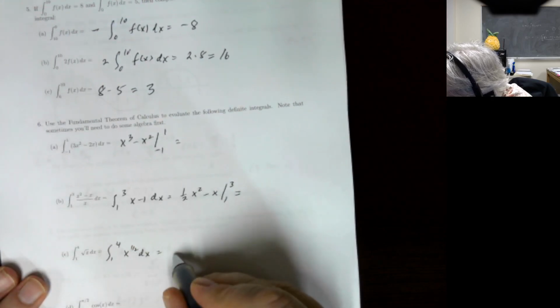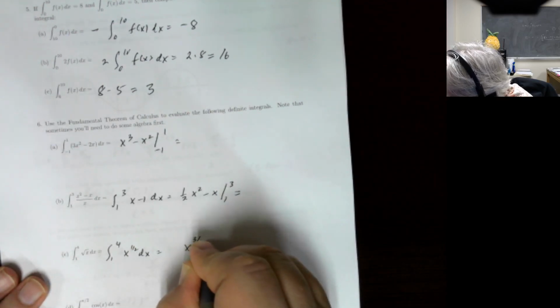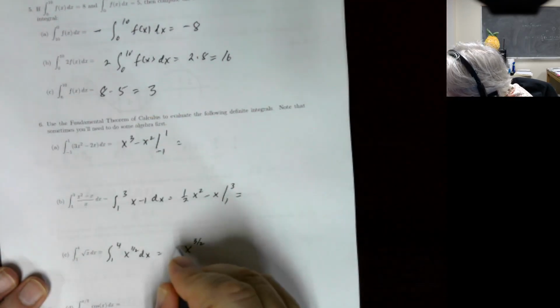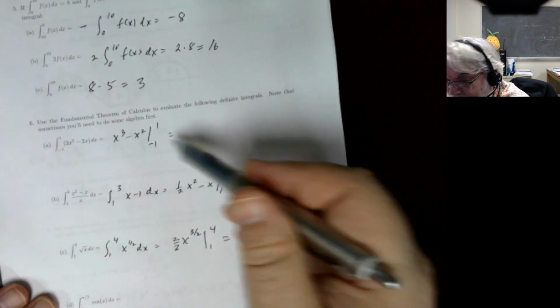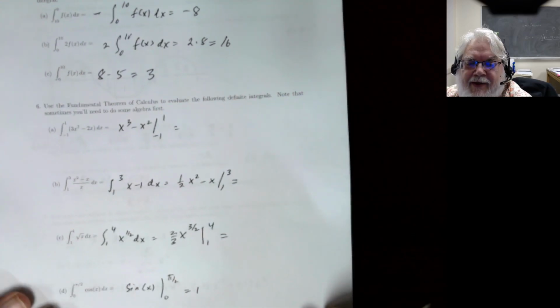This is x to the 1/2 power. So let's go ahead and write that first. And so when I take the antiderivative, that's going to be x to the 3/2 because I add 1 to the exponent. And then multiply by 2/3, and then evaluate that from 1 to 4. Okay, so I'm assuming that you can do these evaluations. If you can't, let me know. And then finally, this is just going to be the sine of x evaluated from 0 to pi over 2. And so you end up with a 1. Good. All right, that's it.